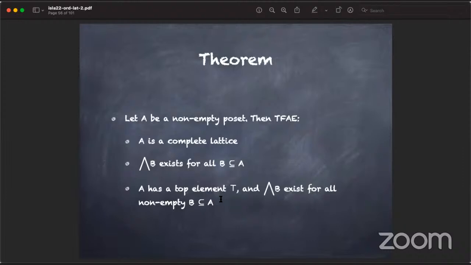Now, how do we prove this? Of course, 1 to 2 is, if A is a complete lattice, then of course meet B exists for all B subset of A. So it is kind of trivial. And what about 2 to 3? How could you say that 2 implies 3? We have the empty meet, which is the top element. So 2 says that meet of the empty set also exists, which basically means that A has a top element, isn't it?